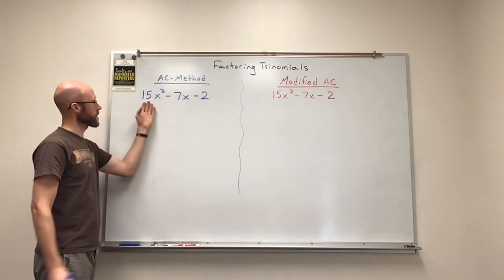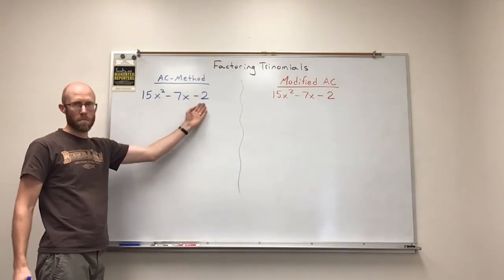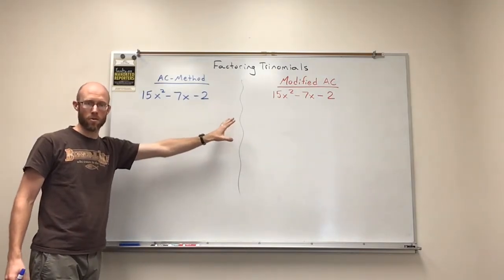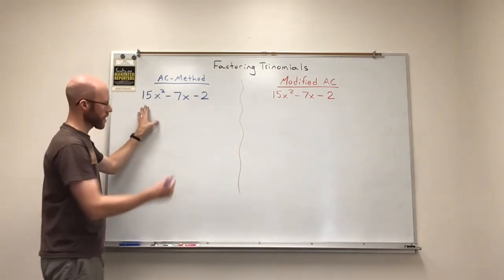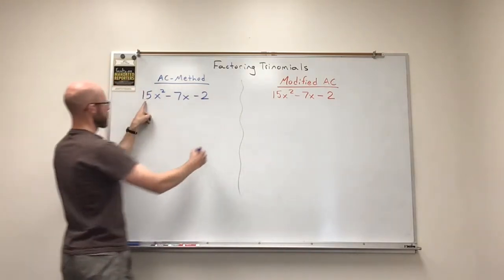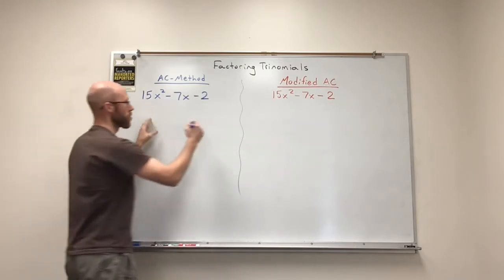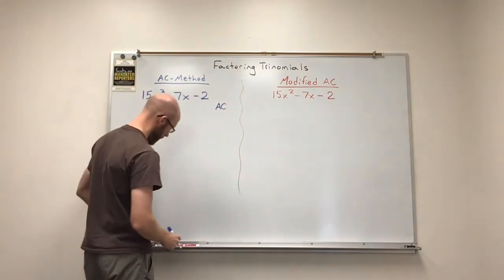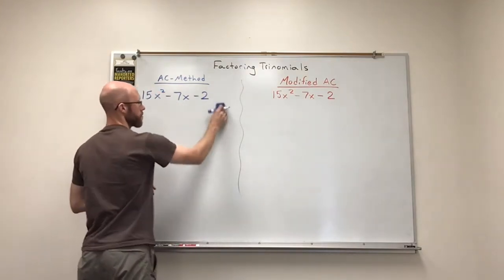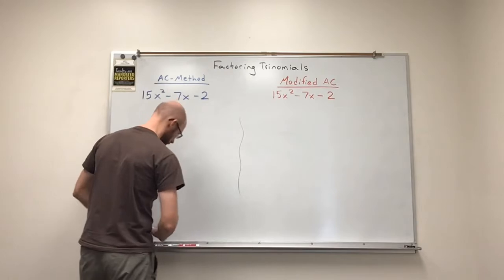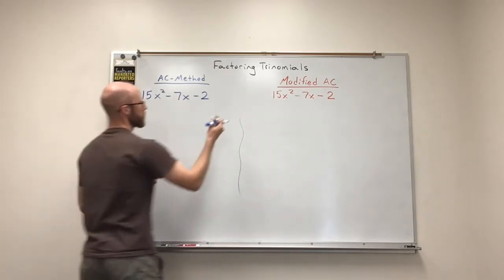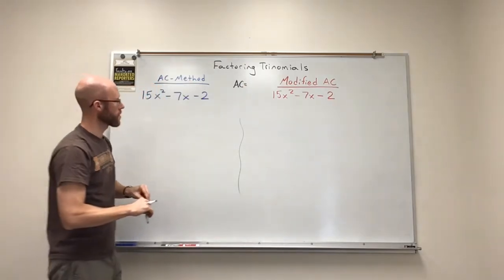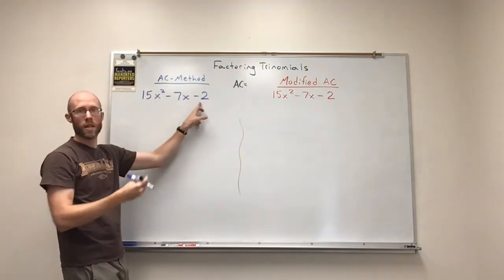So I got 15x squared minus 7x minus 2. Okay, and I've got that set up on both of these columns here, so I can do it in both methods. Again, when the leading coefficient is not 1, you always start by calculating AC. And in fact, because I need to do this for either case, I'm going to put this in the middle. So this would be the first step in both of these methods. It's this AC. Now 15 times negative 2 is negative 30.